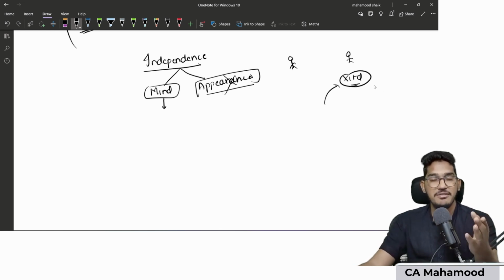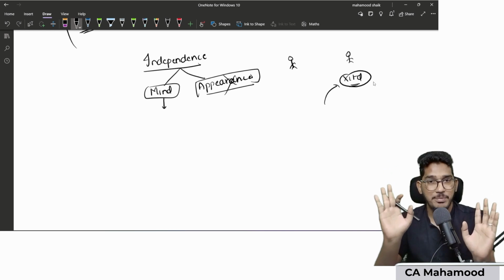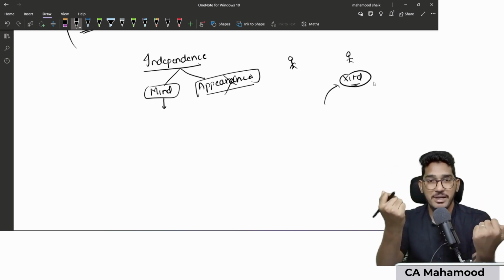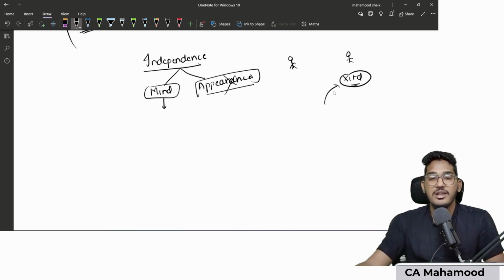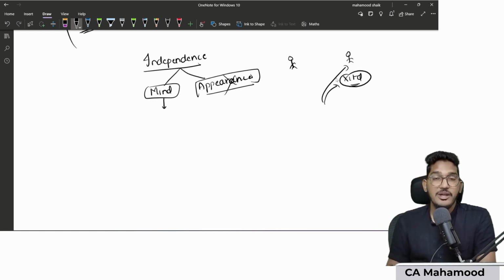Because it is clearly visible. You are not appearing to be independent. You are not looking independent. Why? Because you have a relationship with the client. Your father is a CEO of the company where you are auditing. So you are not appearing to be independent. You are not visible as independent. Understood? So independence will be of 2 types.